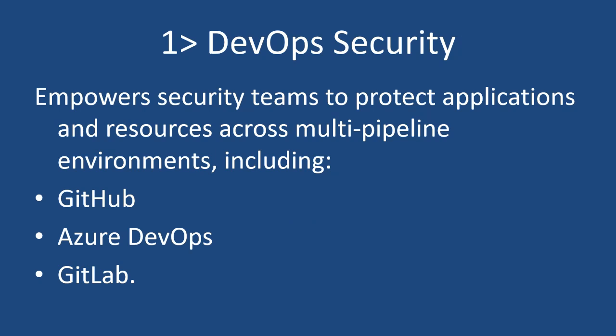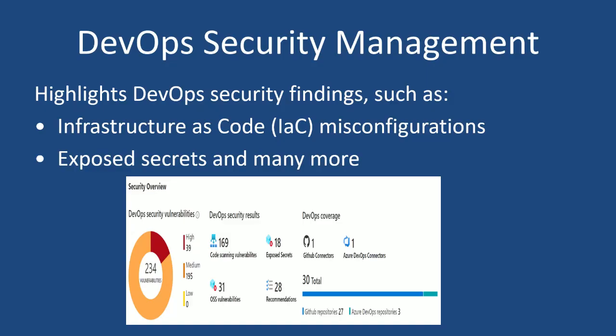So, in DevOps security, there are three environments that are supported by Microsoft Defender. Those are GitHub, GitLab, and Azure DevOps. You can highlight DevOps security findings such as IAC misconfiguration, infrastructure as code misconfiguration, exposed secrets, and many more.